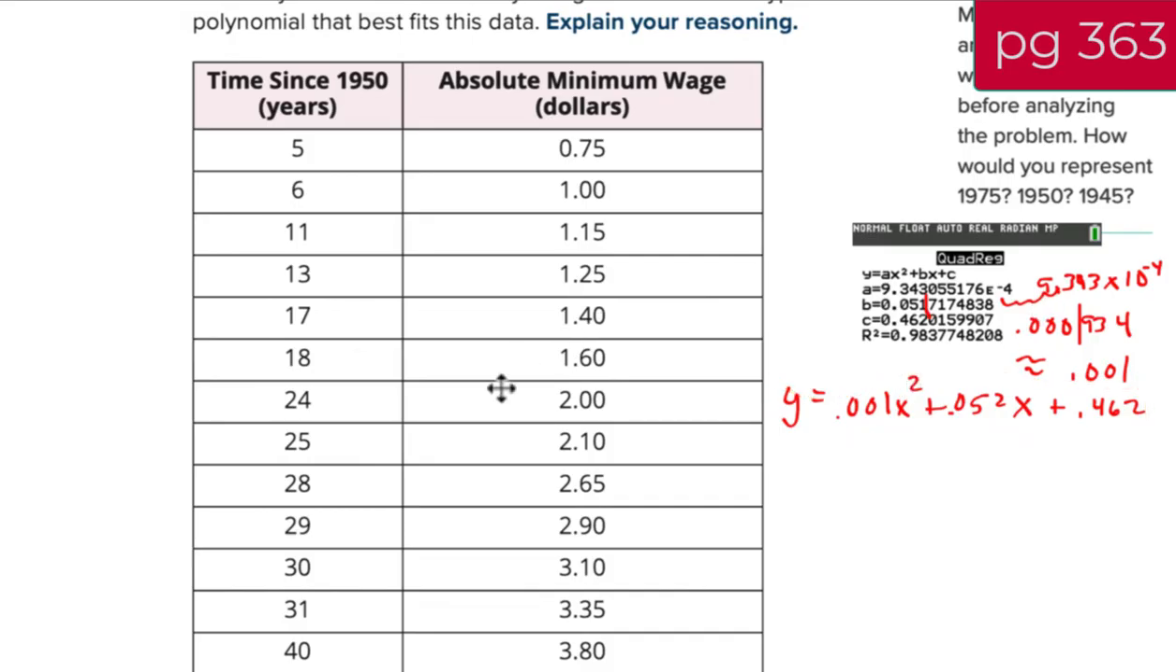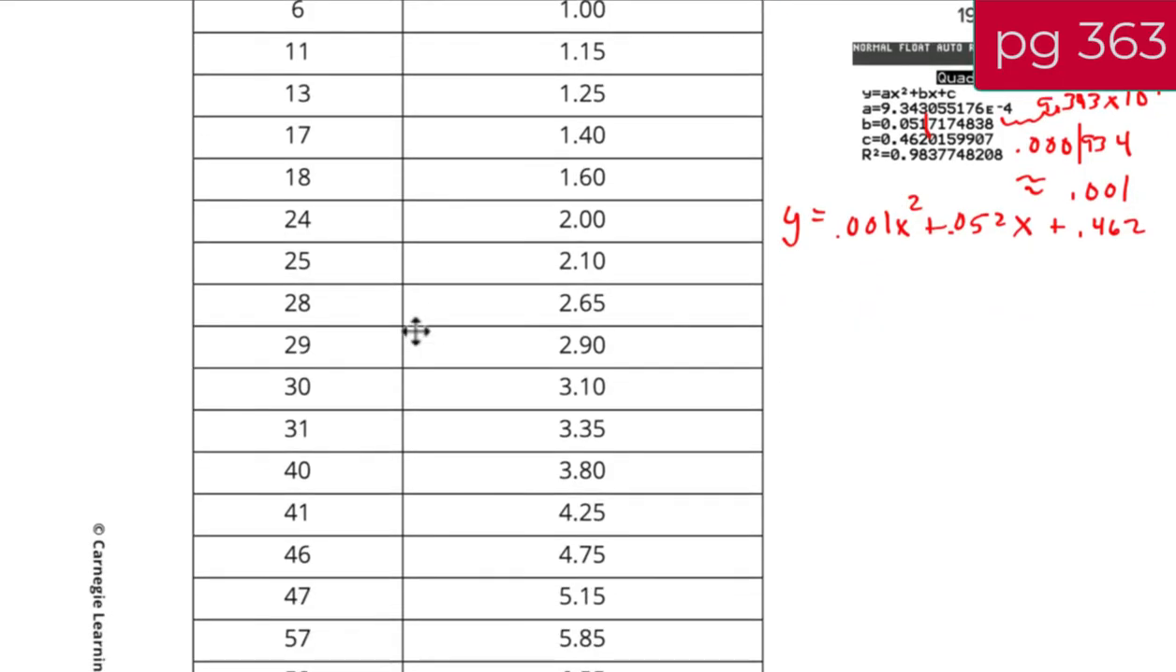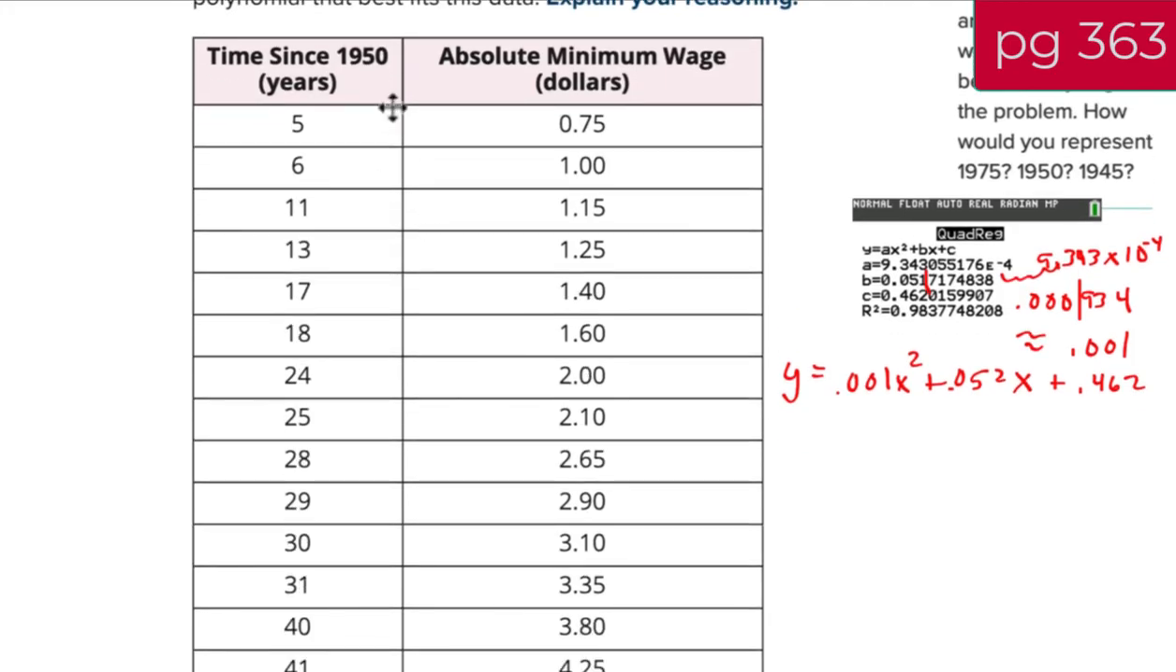So now we can ask questions like this. You know, in the year, we'll say in the year 1960, okay? In the year 1960, predict the minimum wage, okay? So 1960, that's like 10, right? We'd have to have a 10 right here. We don't have it in our table, but we would use our line to predict it.